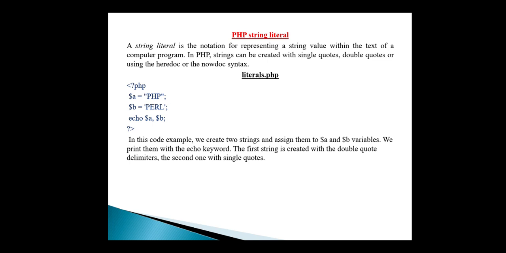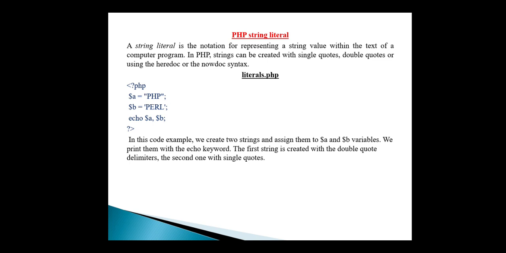Okay, so you can see the example, that is <?php $a = "PHP" in double quotes and $b = 'Perl' in single quotes. So it will print the A and B values. In this code example we create two strings and assign them to the $a and $b variables. We print them with the echo keyword. The first string is created with the double quote delimiter, the second one with single quote.